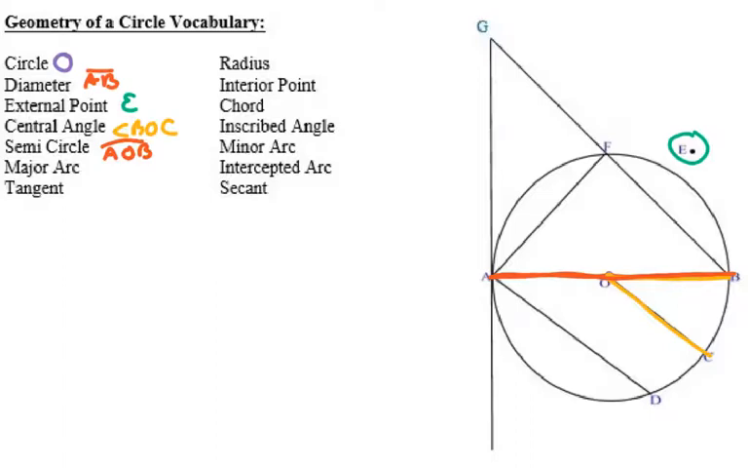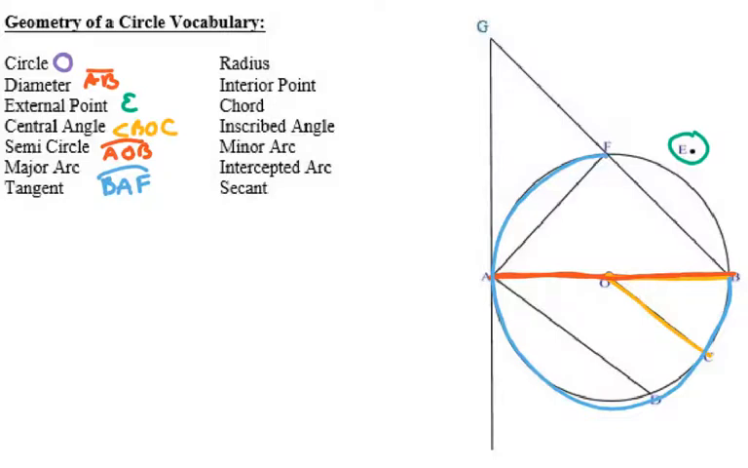Our major arc, there are several in this picture, but if we were to identify one of them, remember a major arc is going to be an arc that's greater than 180 degrees. So if I wanted to name a major arc, I'm going to do it with 3 letters, and I could say that arc BAF is an example of a major arc. Remember, order matters here, so that's why I rotated that way. So major arc BAF would be a major arc.